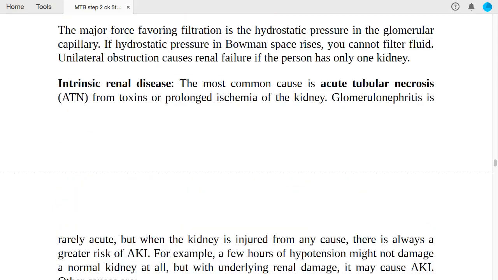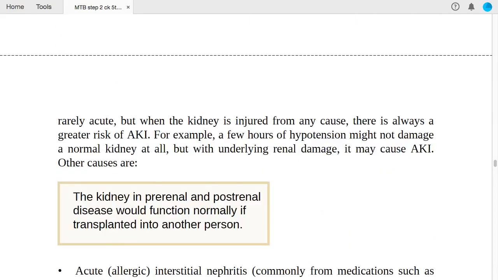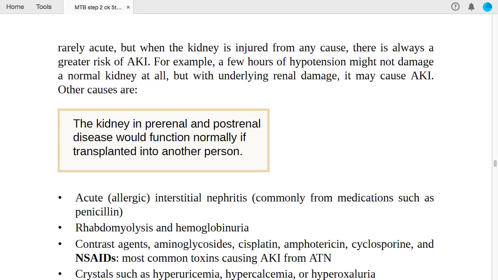Glomerulonephritis is really acute, but when the kidney is injured from any cause, there is always a greater risk of AKI. So usually AKI is rarely caused by glomerulonephritis, but if it's there, then definitely the patient has more chances of getting acute kidney injury because of glomerulonephritis.